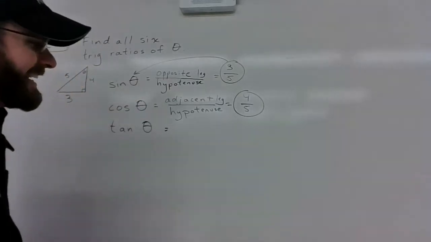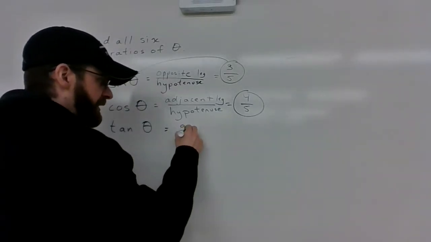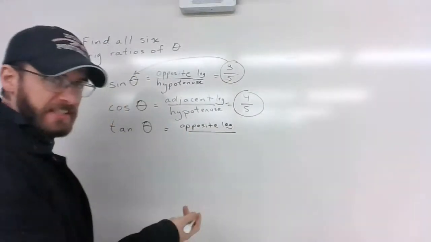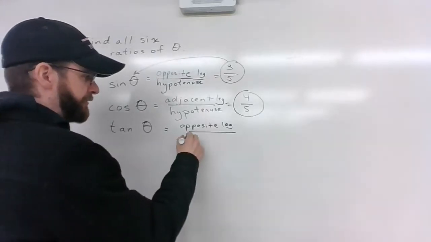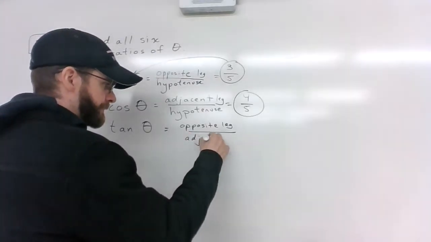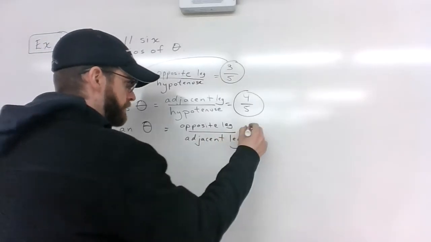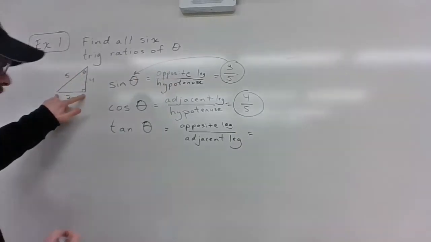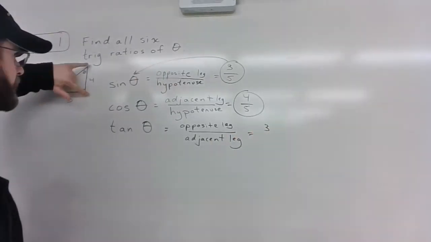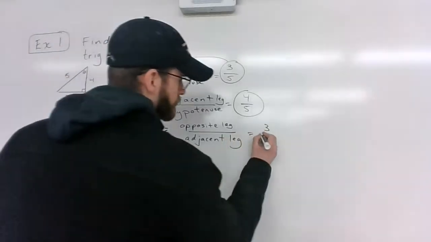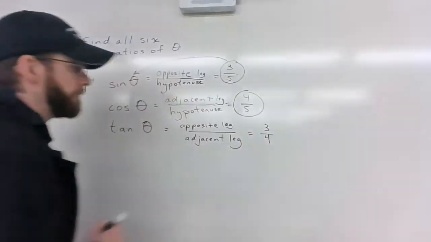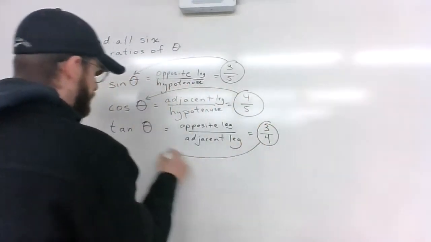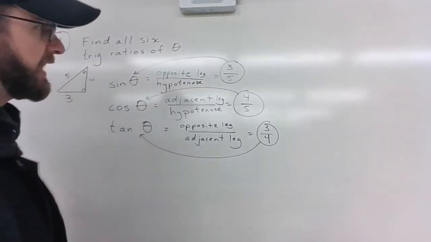All right, moving along. Tangent is just going to be the opposite leg divided by the adjacent leg. So no hypotenuse is included for the tangent ratio. If theta is here, the opposite leg would be 3. The adjacent leg would be 4. And there it is. So 4/5 is the cosine of theta, 3/4 is the tangent of theta, and the sine of theta is 3/5.